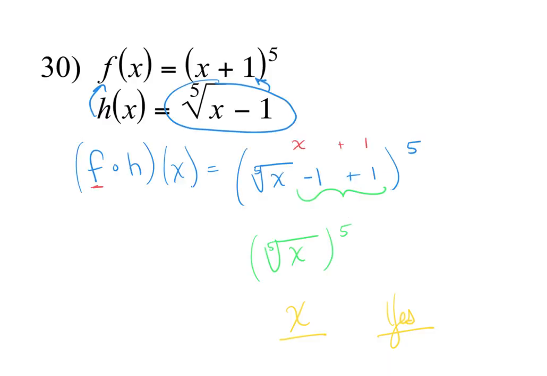So when you're doing these, you're going to take either way the function into the other one, simplify it out. Here I had plus minus, it canceled. Fifth root to the fifth, it canceled. Just x, yes, they are inverses of each other.